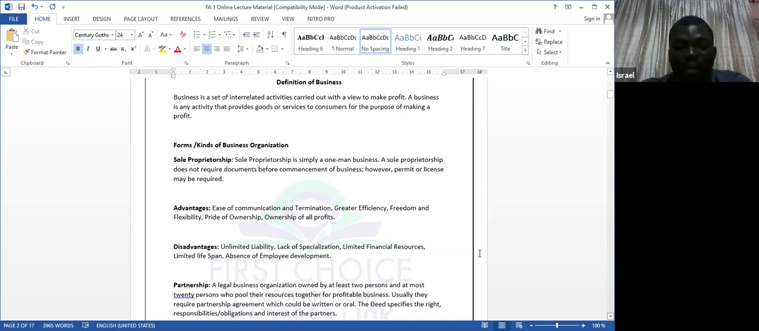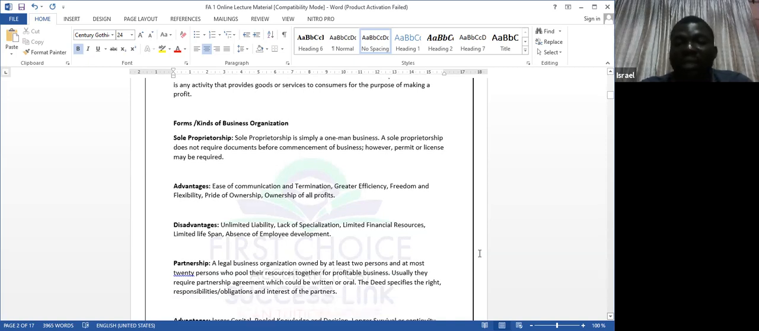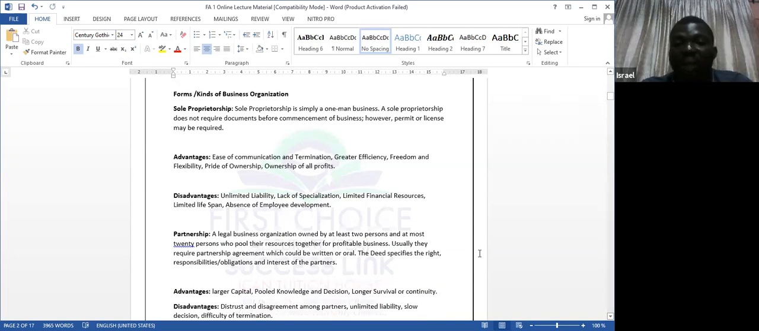So the second form of business that we have is what we call partnership. Partnership is a legal business organization owned by at least two people and at most 20 people. When two or 20 people come together to pool resources, they come together because they have the same interest or the same idea, and the purpose is to form a business that will generate profit for them. That is what is regarded as partnership.